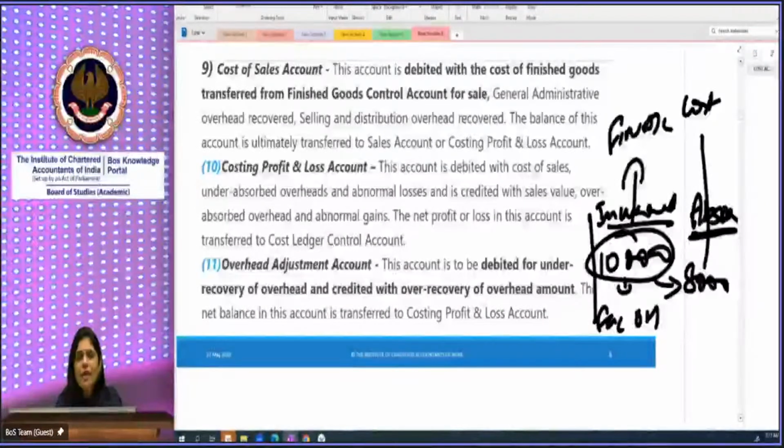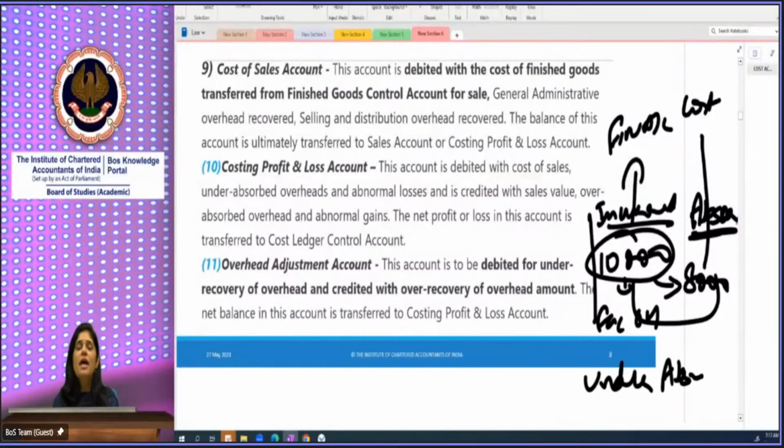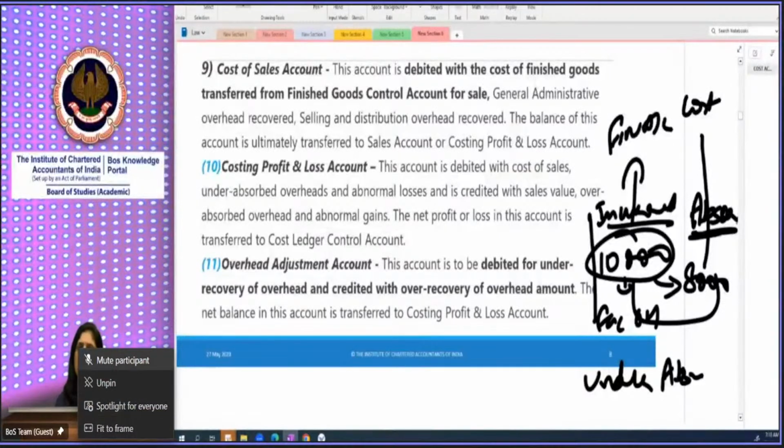So out of 10,000, 8,000 is absorbed. This is a case of under absorption. That means we have absorbed less than we have incurred. If it is a reverse case, we have incurred 8,000, but we have absorbed 10,000 into the costing. That means we have over absorbed the overheads. We should have absorbed 8,000, but we have absorbed 10,000. Either way, you will understand better once we do the numericals on it.